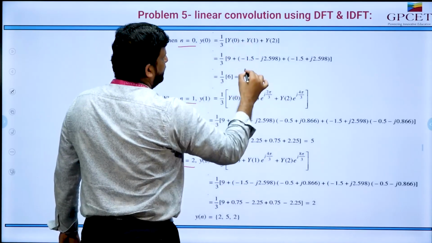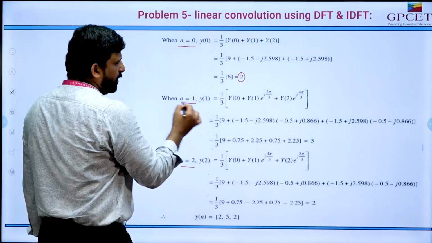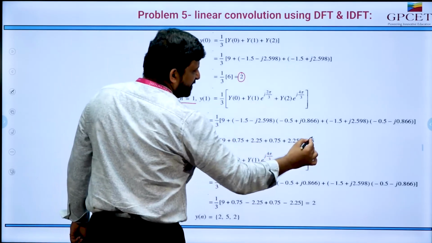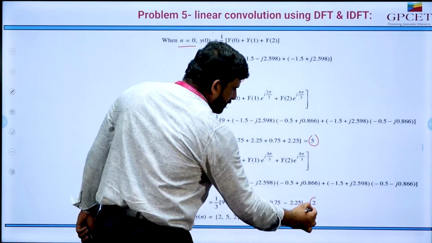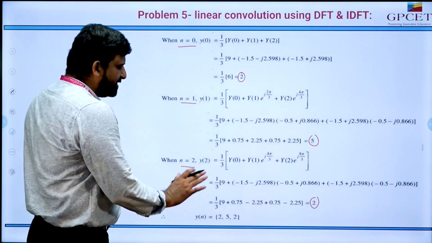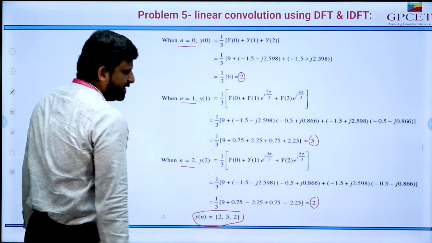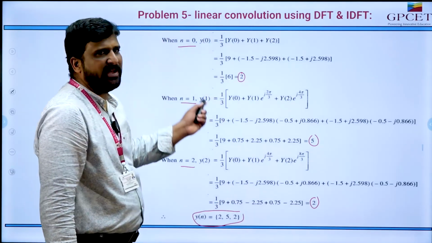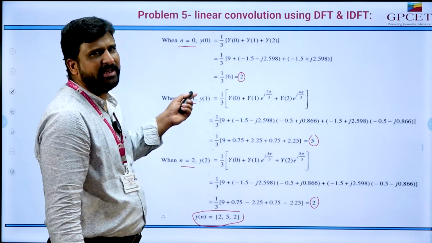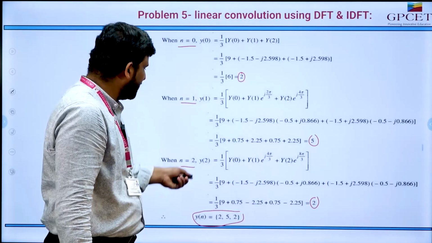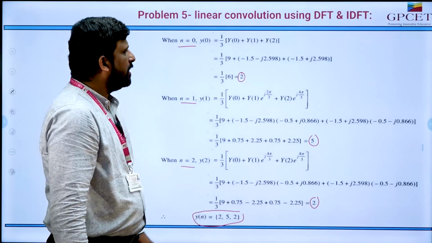For n is equal to 0, if I substitute all the values, y of 0 is equal to 2. If I substitute n is equal to 1, the value y of 1 is equal to 5. And if we substitute n is equal to 2, the final value y of 2 is equal to 2. That is, the finalized sequence y of n is equal to 2, 5, 2. That means first I have done DFT, then again I have done IDFT for y of k, which is converted into y of n, and the finalized answer I got here is 2, 5, 2.